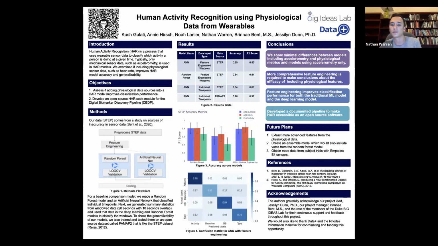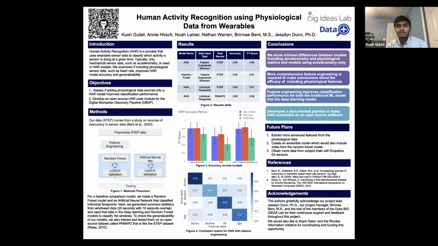So these summary statistics from these windows served as temporal features for our data and allowed our random forest and neural net to achieve a higher accuracy. To validate these models, we ran leave one person out validation and tested on data previously unseen by the model. To check the generalizability of our model architecture, we also trained and tested on an open source dataset called PMAP2, where we were also able to achieve a high accuracy.